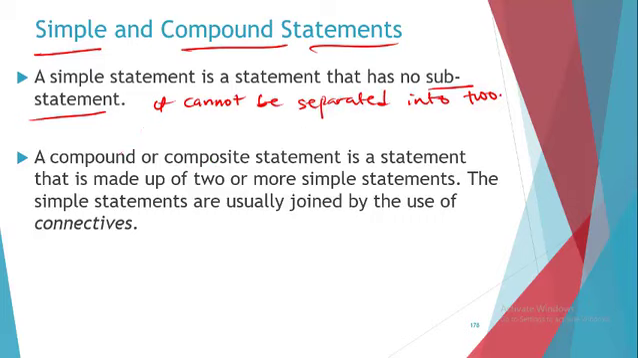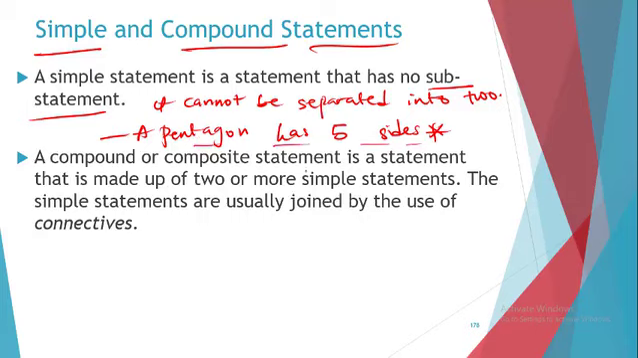Now we have an example. Let's say, a pentagon has 5 sides. A pentagon has 5 sides. That's a true sentence. But the truth remains that you cannot split this sentence or statement into two. It's a logical statement, but you cannot split it into two. Any statement that cannot be split into two is called a simple statement.